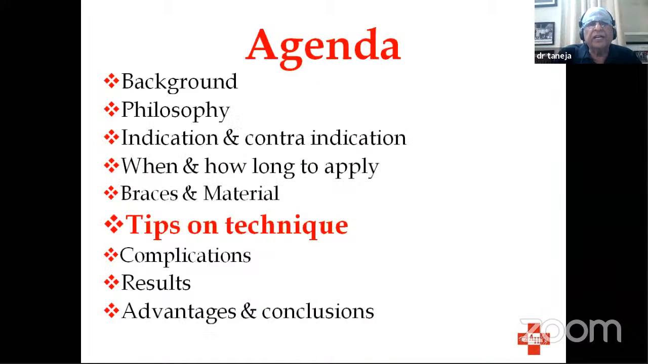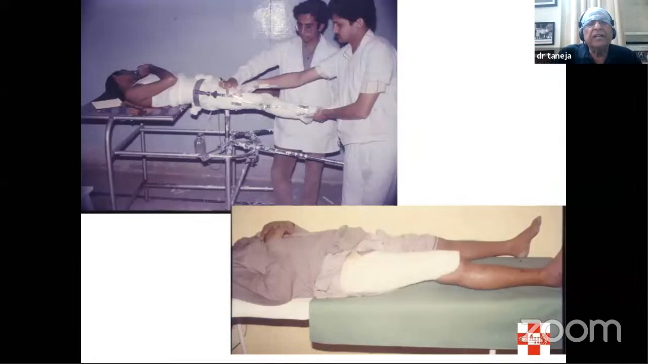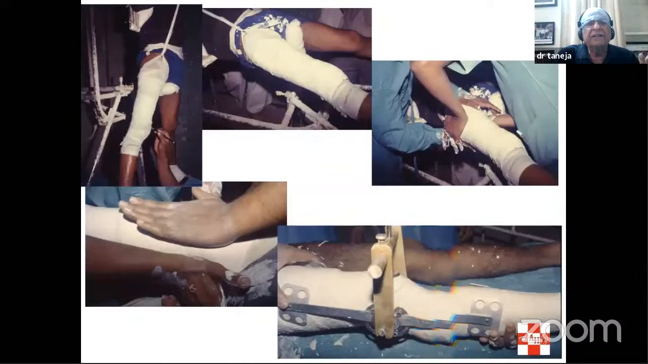You can get as good a union as possible. And what are the tips on the technique? When I was over enthusiastic about using the cast bracing, which I have been doing from 1972, I was using it for the hip. You can see that I have been using it for the knee joint also. I have been using a thigh sleeve. You can see how a thigh sleeve is applied. And gradually I eventually gave up the hip bracing, which is absolutely of no good.